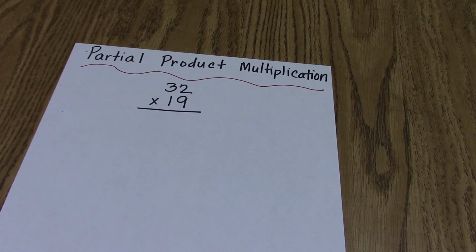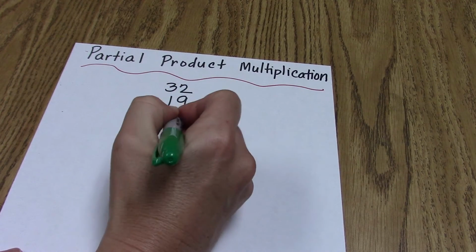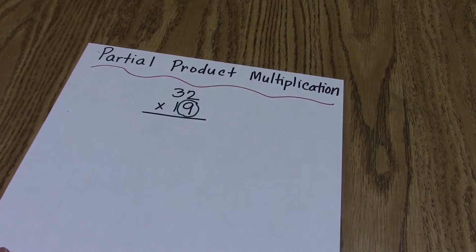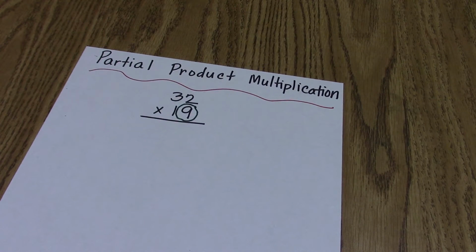I always like for my students to circle the go-to number. That's the number that they begin using to multiply. And in this case, we go to our ones place, which is the 9, and I'm going to go ahead and circle that. So the first thing that we're going to do is multiply the ones.